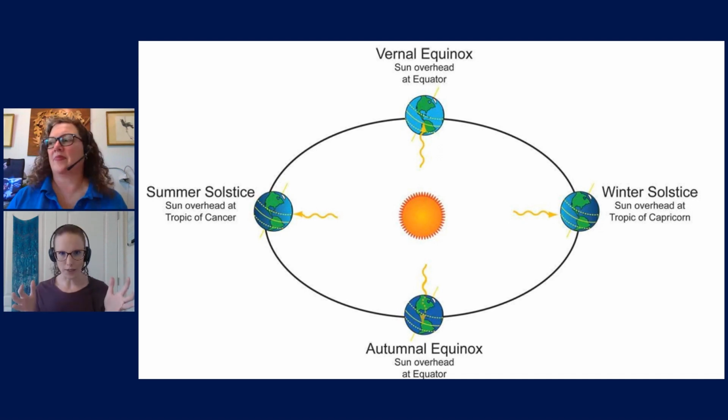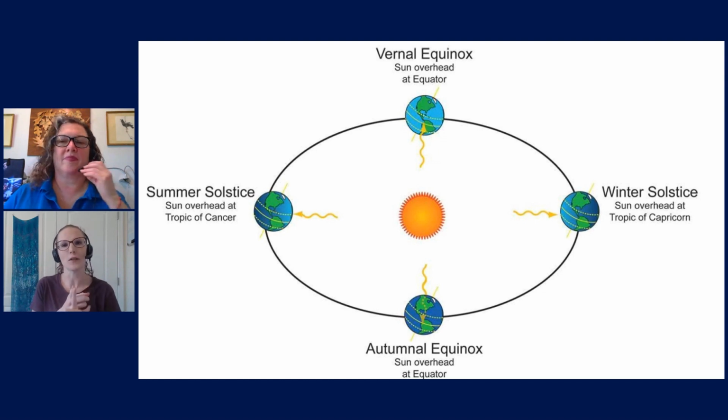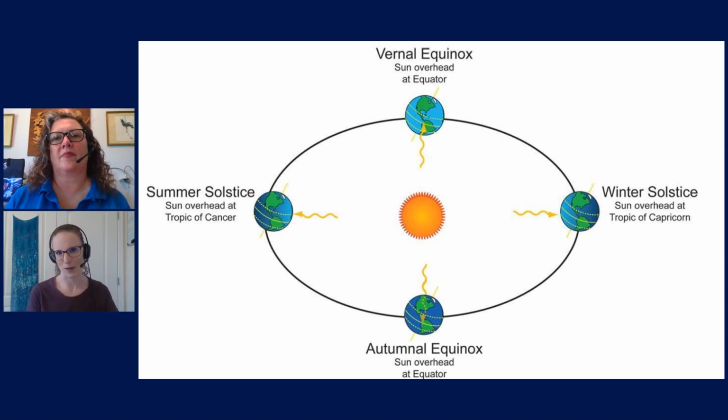So when we're tilted toward the sun, we get warmer weather, longer days, and the day that we are the most tilted directly toward the sun is the summer or June solstice. So it's summer for us, but the June solstice is the winter solstice for our friends in the Southern Hemisphere.